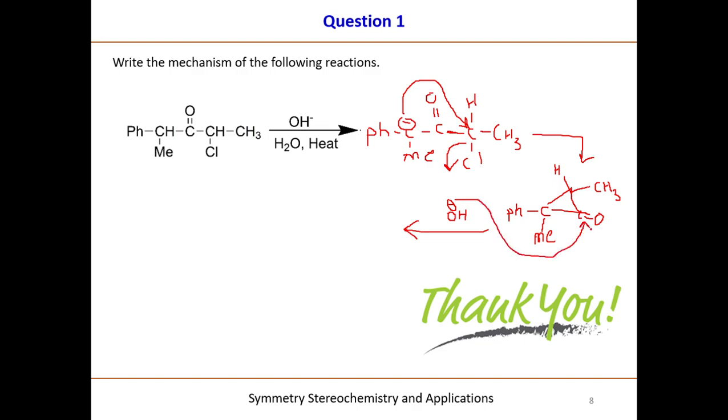It will attack over here. It will give this way, and we will get the intermediate PH, carbon, methyl, carbon, methyl, hydrogen.